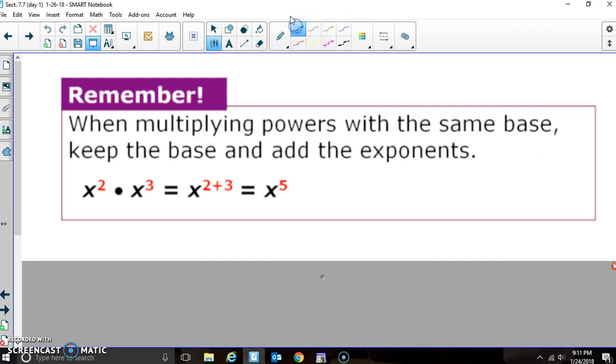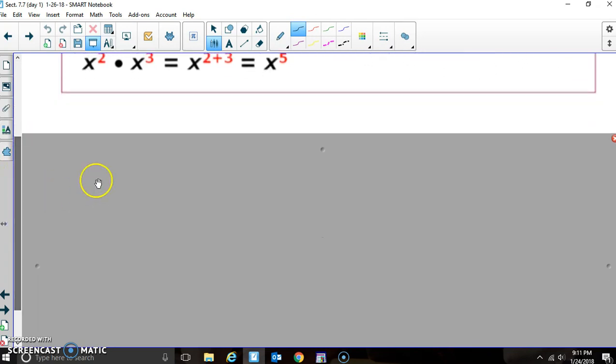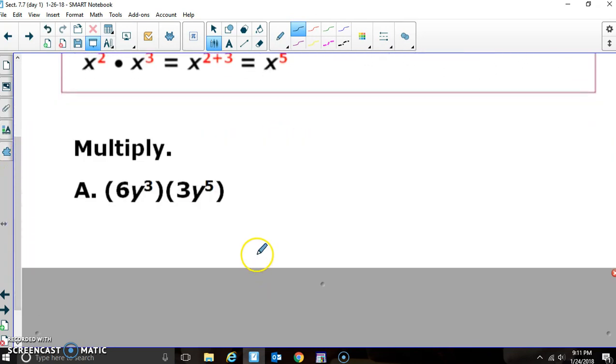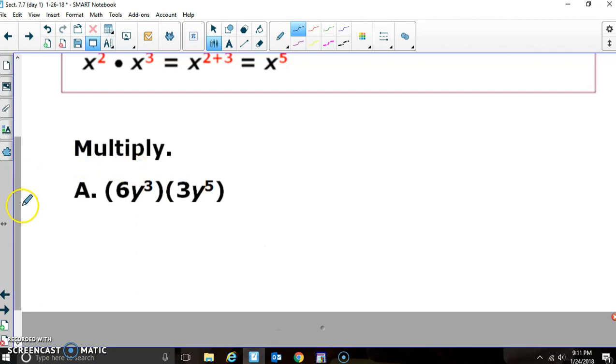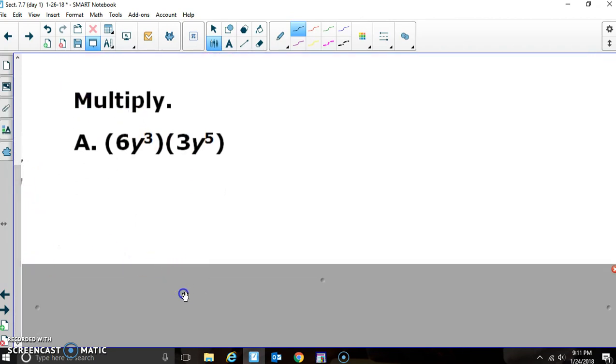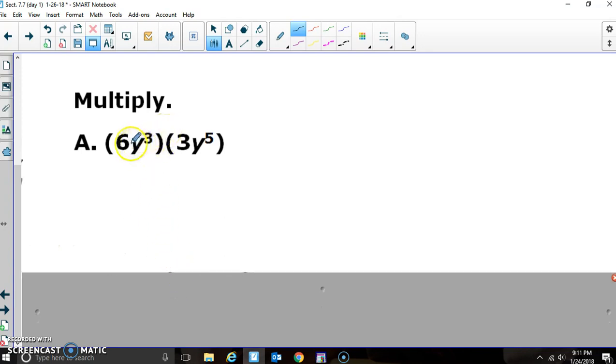Okay, now we're going to take a look at a couple cases here. The first one is what we call a monomial times a monomial, a single term. You've actually done this before. We're just going to review it for this part. When you have two monomials, you multiply the coefficients together, the 6 and the 3, and they multiply together to give you 18. You add the exponents together, so it's going to be y cubed times y to the fifth.